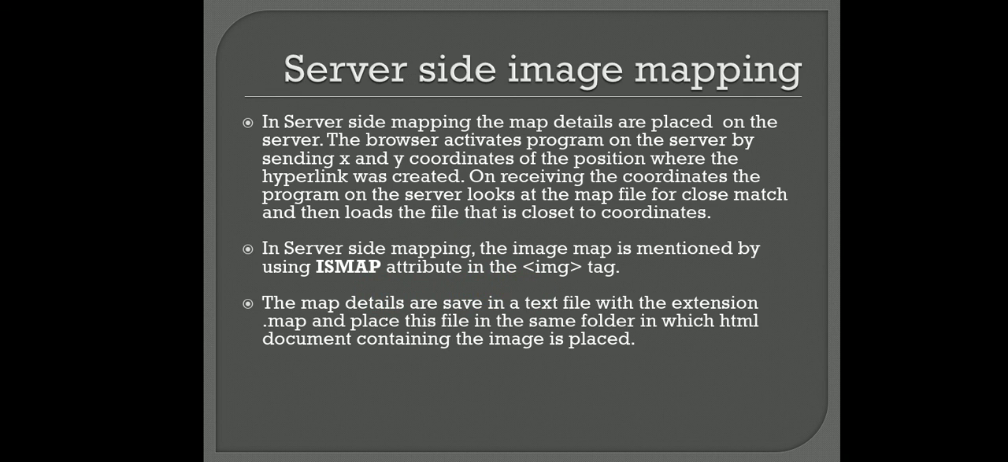Here the details are placed on the server. The browser activates the program on the server by sending the x and y coordinates of the position where the click happened. On receiving the coordinates, the program on the server looks at the map file for a close match and then loads the files. This is how the server will work.